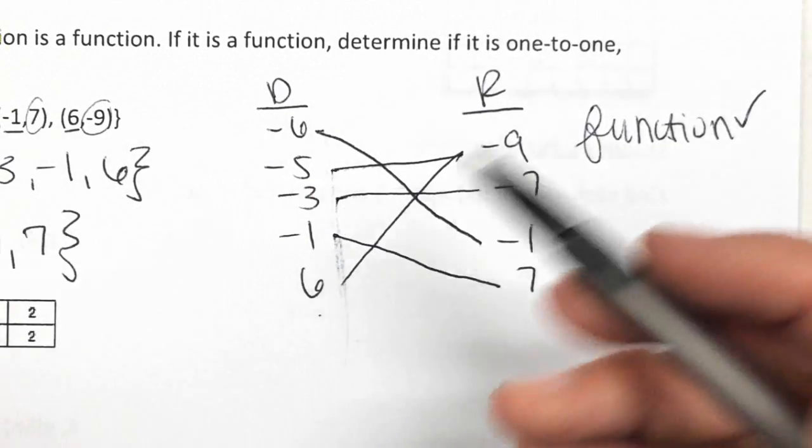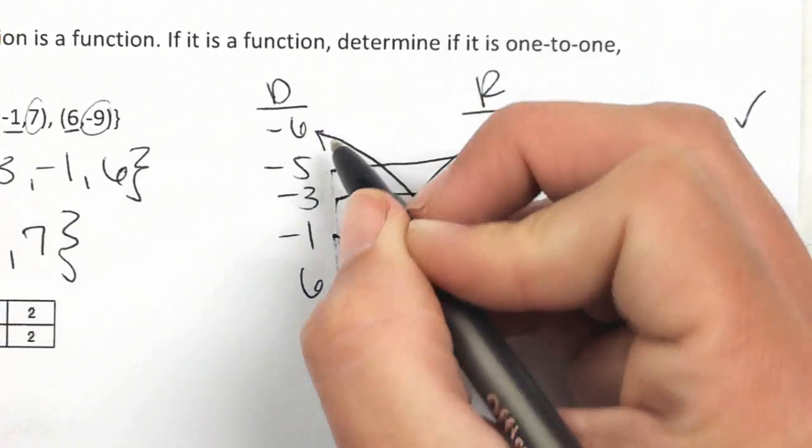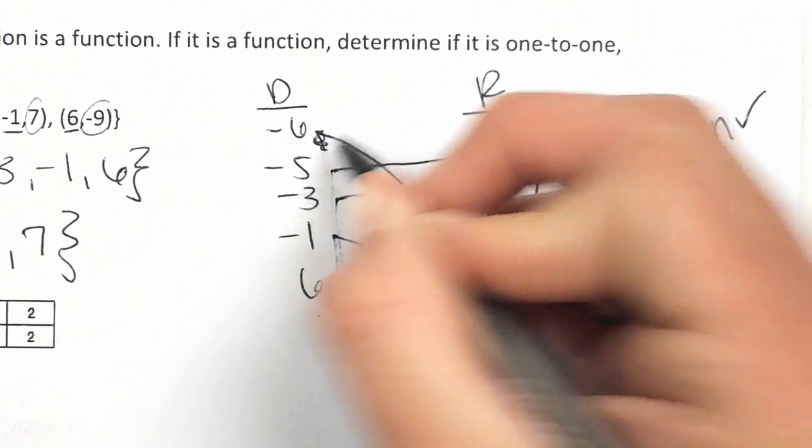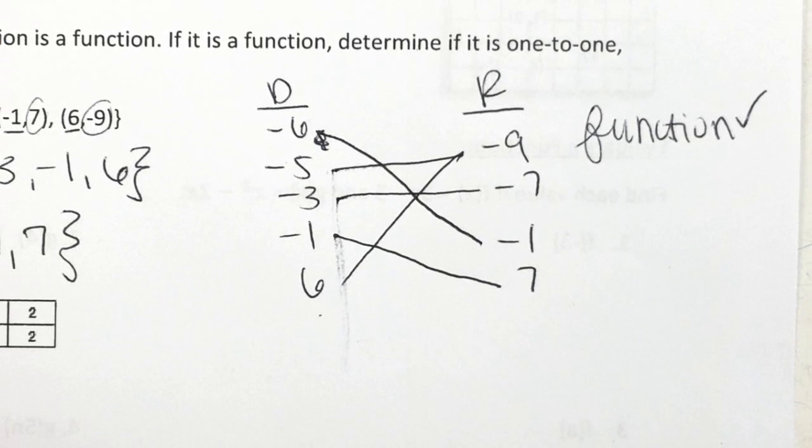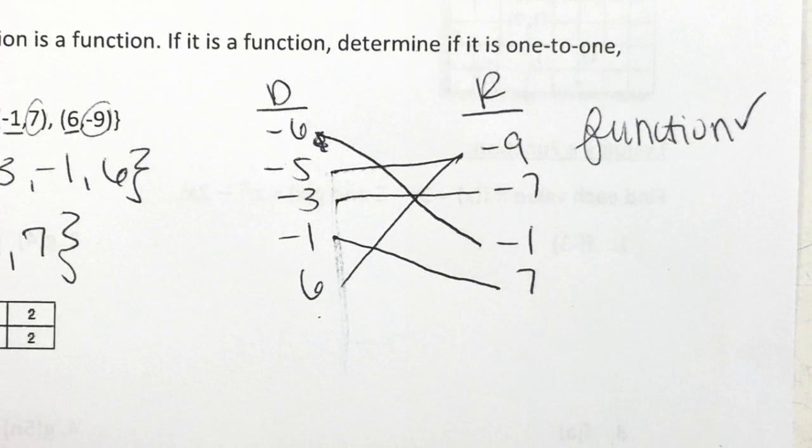Nope. I mean like this. It would look like that if there were 2 lines. Alright, 1-to-1 function. Each element of the domain pairs to exactly one unique element of the range. So is that true? No.